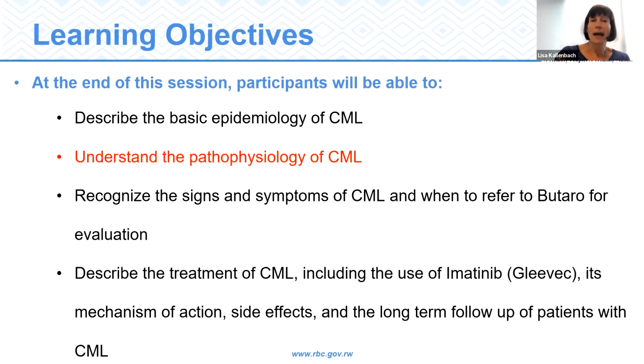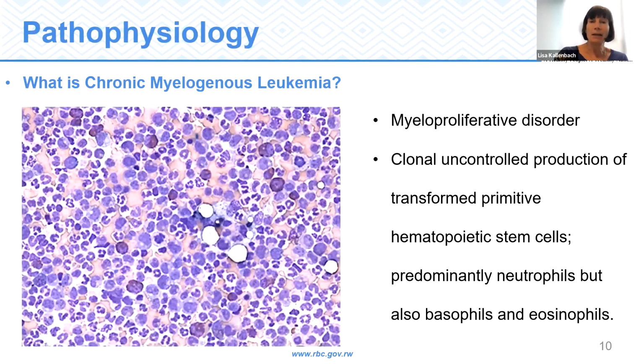So let's talk about the pathophysiology. So CML is a myeloproliferative disorder. It's a clonal, uncontrolled production of transformed primitive hematopoietic stem cells, predominantly neutrophils, but also basophils and eosinophils. Because it's clonal, that's what makes it a cancer, but it is also a leukemia because it's a cancer of the blood.